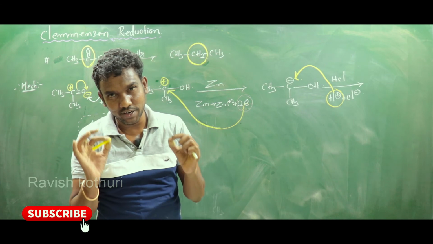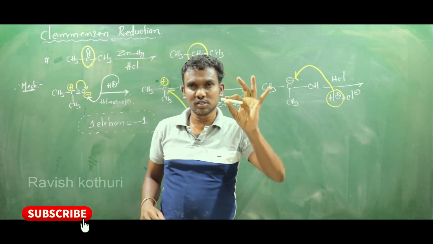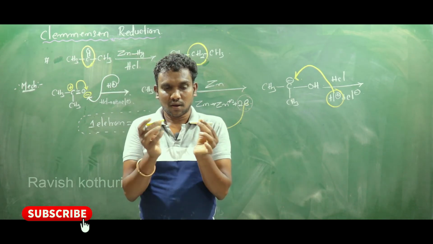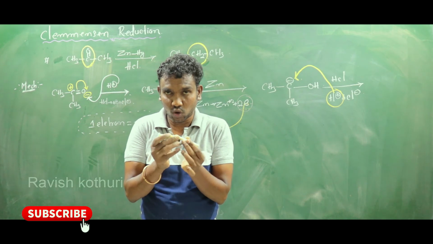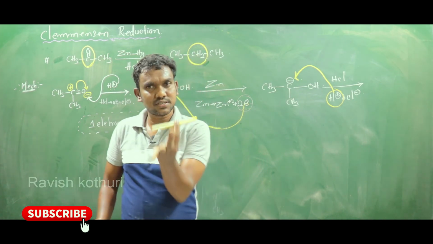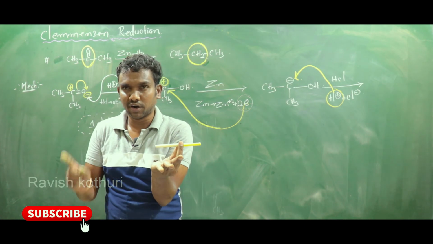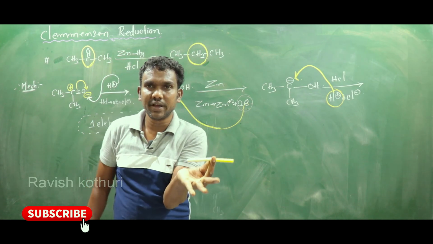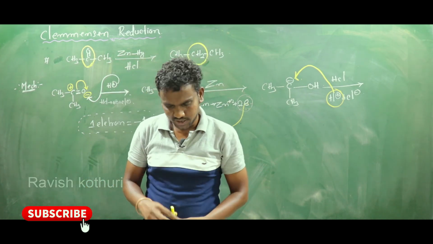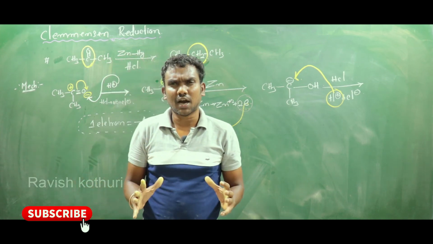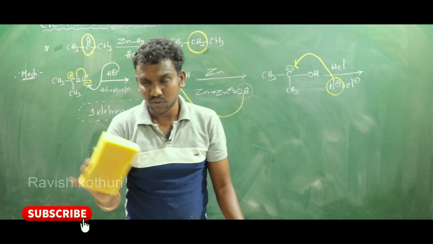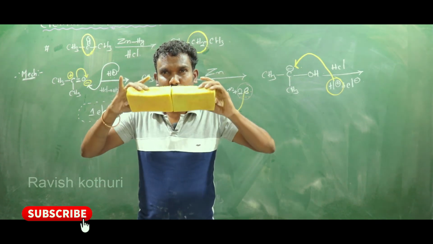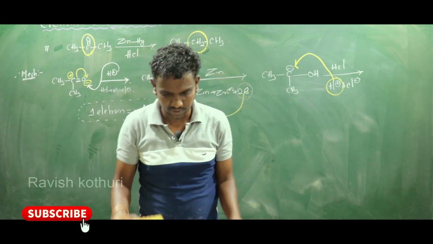It makes one bond. For example, see, my dears. This is positive charge, this is negative charge. If they come closer, what happens? It makes one bond. That's all, my dear. One negative charge and one positive charge come closer to make a bond.